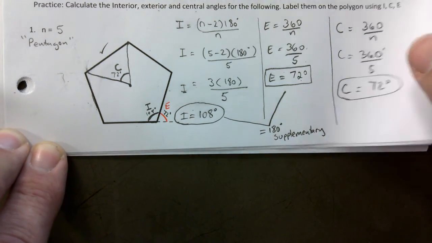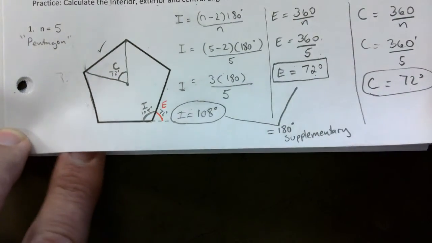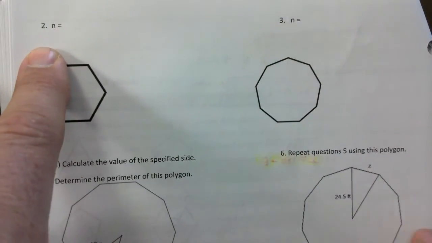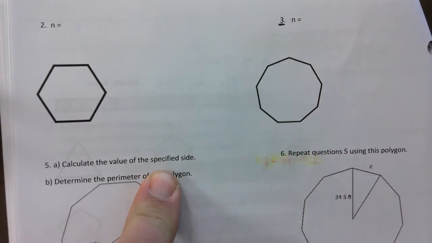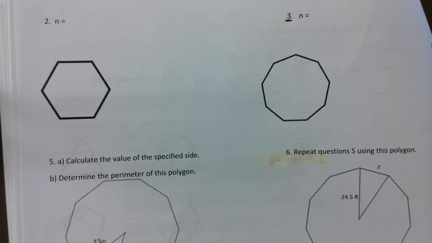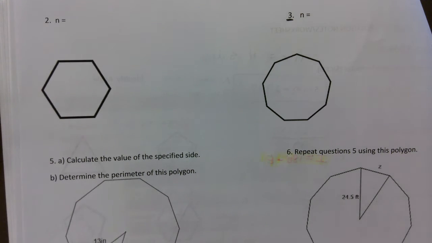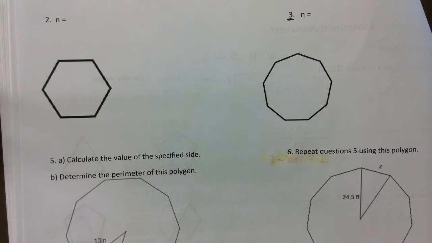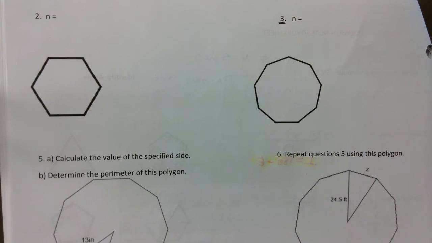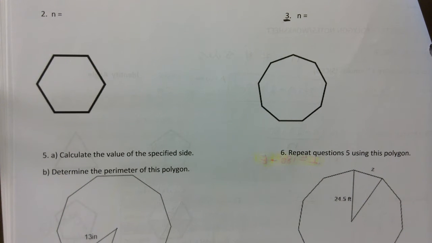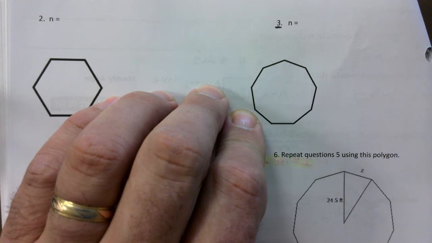All right. How about you try one? We're going to flip to the other side. Let's not do number 2. We'll do number 3 here. Figure out the number of sides and then find the interior, the exterior, and the central, and label it on that diagram as well. So do everything we just did on this polygon right here. That shall remain nameless for now.